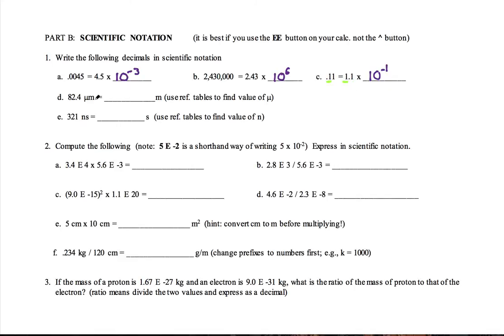Down here, let's see, these are a little bit less intuitive. So 82.4 and then this funny thing. This funny thing is a mu. It's a Greek letter mu, and it stands for micro. So this is micrometers. And micro, if you look at your reference table, means a millionth. So 1/1,000,000th of something. So we have 82.4 times 10 to the negative 6 for millionth.